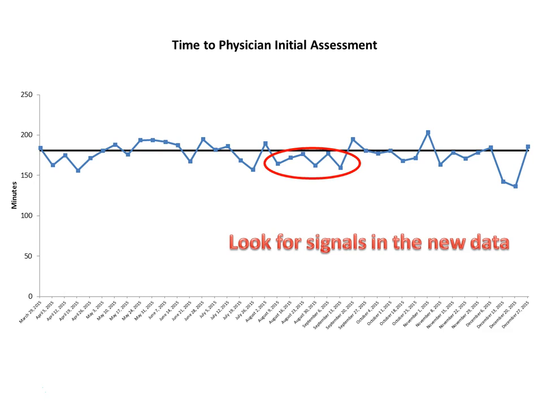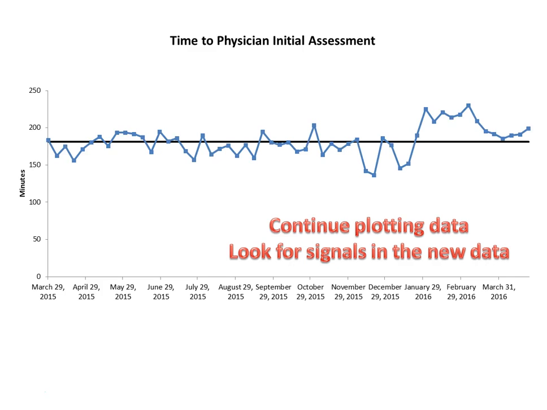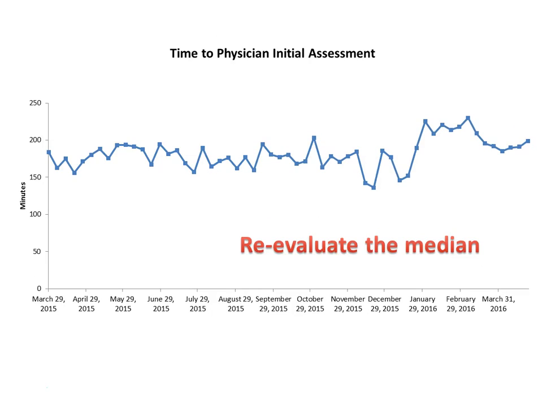As a team, we'd want to understand why that shift occurred to reduce the time to physician initial assessment and see if it was something that we could replicate. As we continue to plot the data, we continue to look for signals. Here is the shift that was shown on the last chart, but now we notice a new abnormality in the most recent data. Our process has shifted for the worse and has stayed consistently above the baseline median.